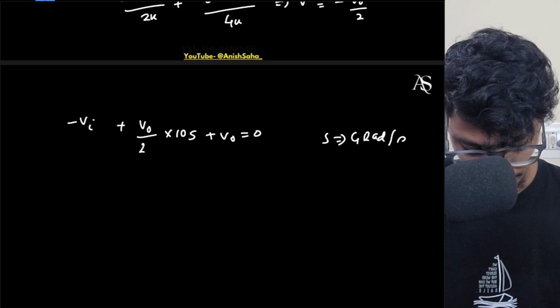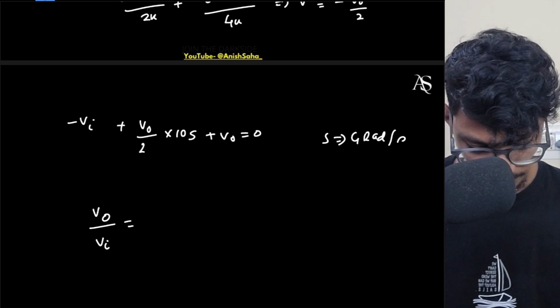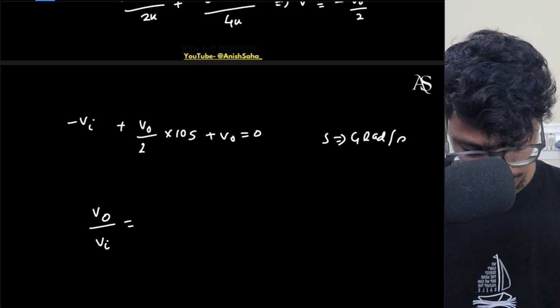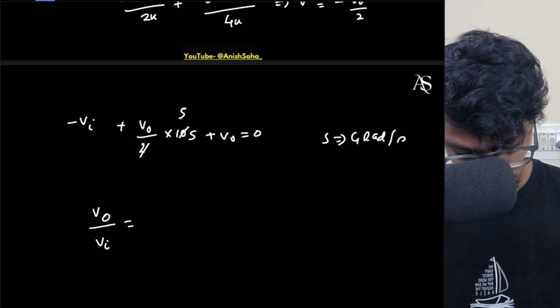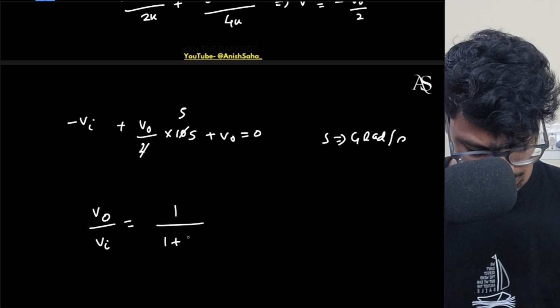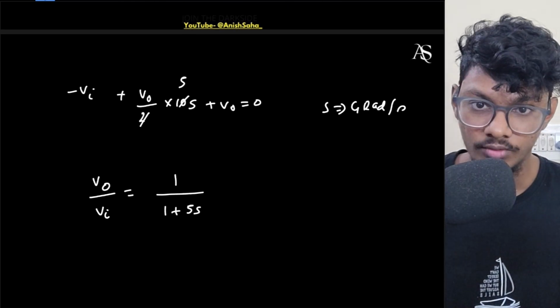So now I can write my VO of S over VI. How much is VO over VI? So if I take the VI that side, this is 5, so this will be 1 by 1 plus 5S.